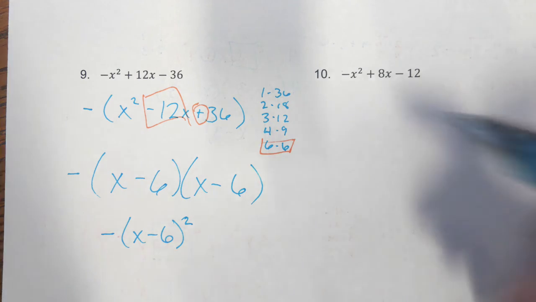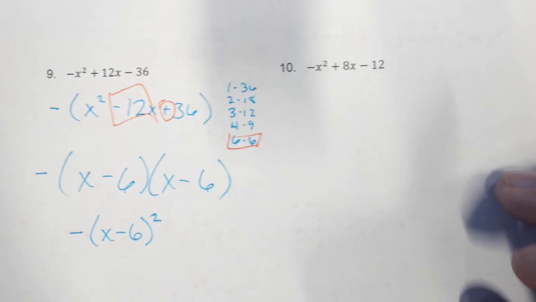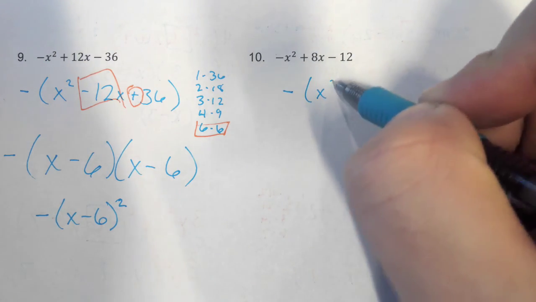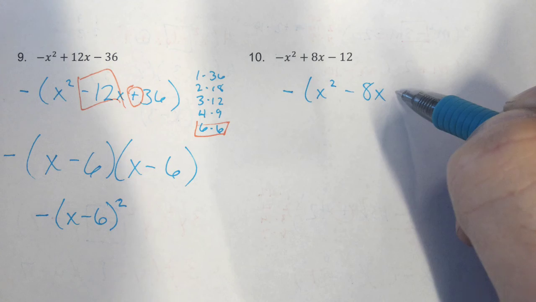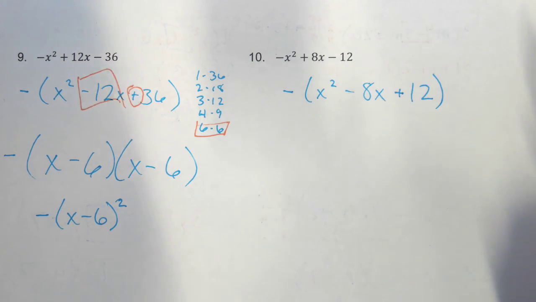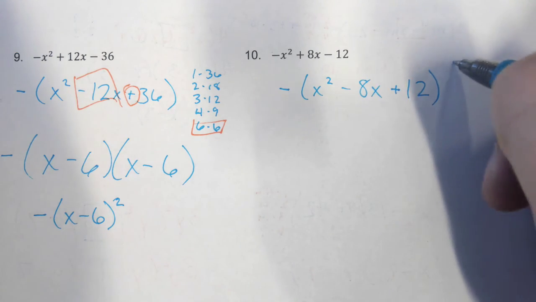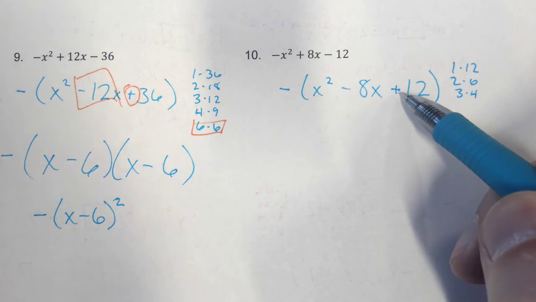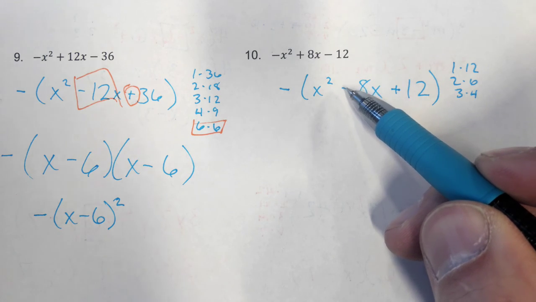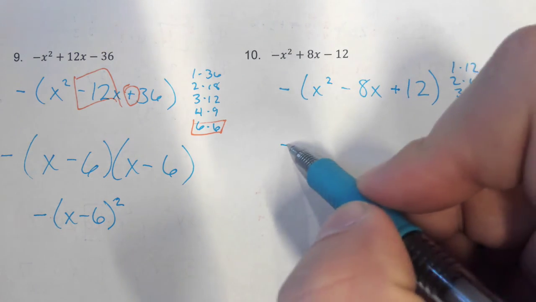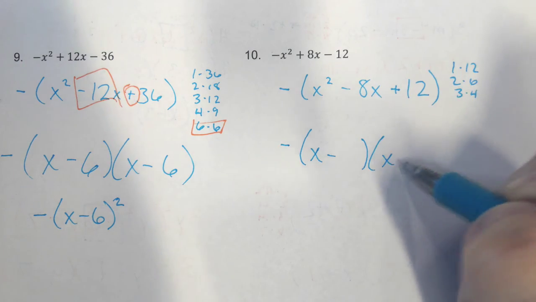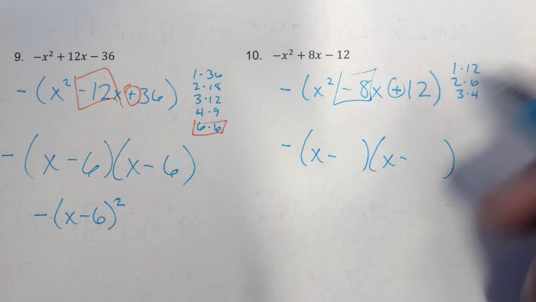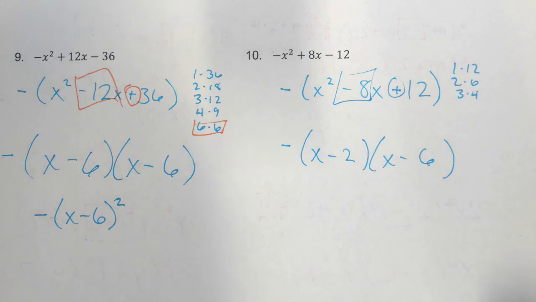And then last one, number 10, again, same thing. We have a negative, so we need to first get that first term to be positive by factoring out a negative. Makes it a lot easier to solve. Once we've done that, focus on 12. It's 1 times 12, 2 times 6, and 3 times 4. Our third sign is positive, so adopt the sign of the second term for both. So we're going to have x minus and x minus. Which of these add to get to 8? 2 and 6, drop them in, and there you go.